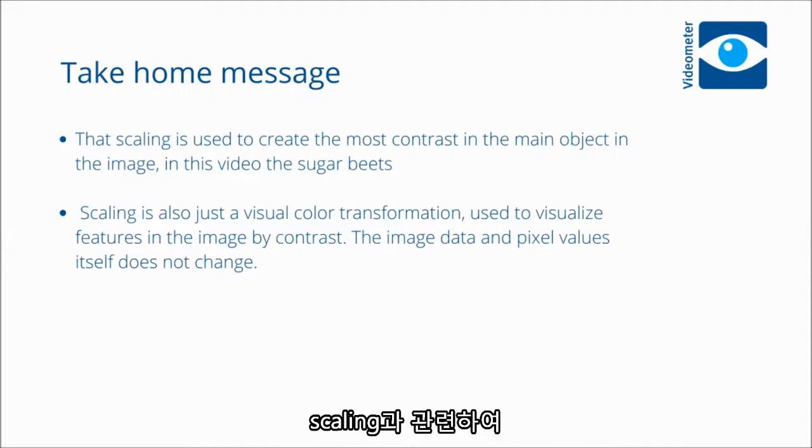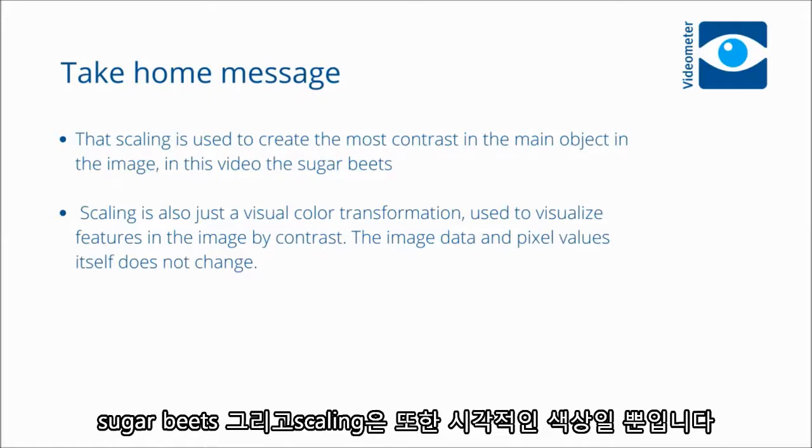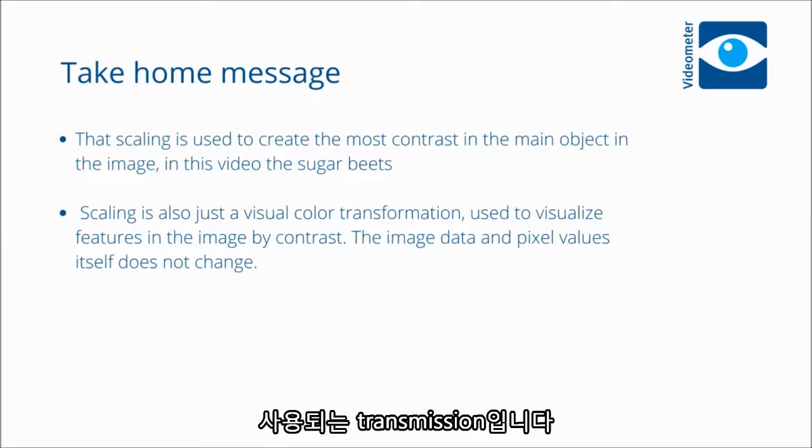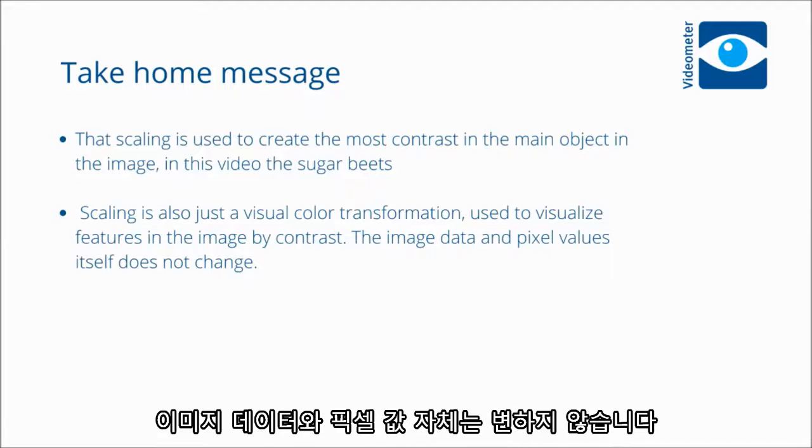The most important take-home messages when it comes to scaling is: the scaling is used to create the most contrast in the main objects in the image, in this video, the sugar beets. And scaling is also just a visual color transformation used to visualize features in the images by contrast. The image data and pixel values itself does not change.